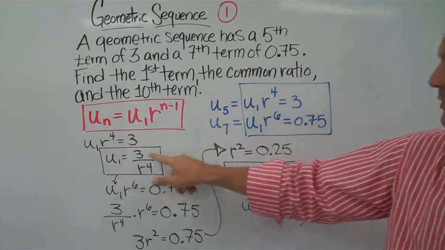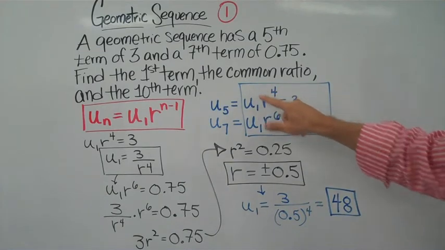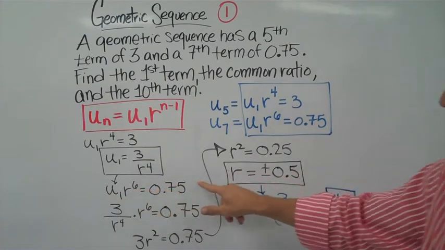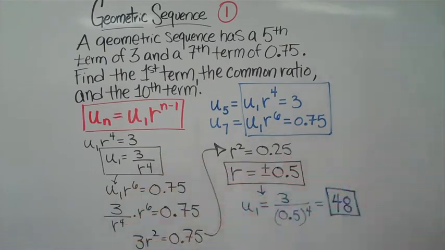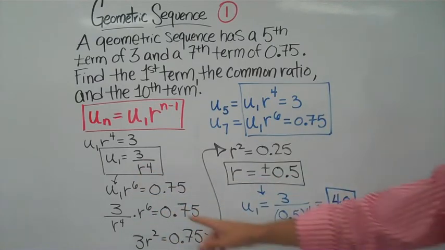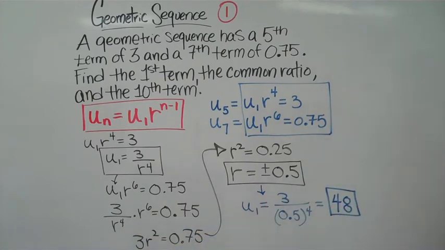We'll get u1 equals 3 divided by r to the fourth. Well, if that's the case from equation 1, let's substitute now into equation 2. Here's equation 2: u1 r to the 6 equals 0.75. Let's now substitute for u1, which is 3 over r to the fourth, times r to the 6 equals 0.75. r to the 6 over r to the 4 becomes r squared, so we have 3r squared equals 0.75.